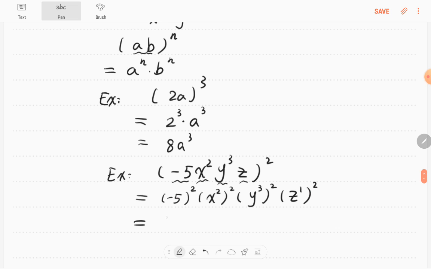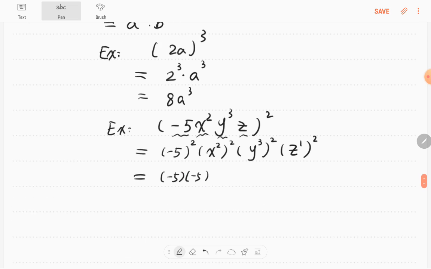So the first one we could evaluate. Again, the whole part in the parenthesis is our base. So you should write it as -5 times -5. Okay? So after that, you will get a positive value.